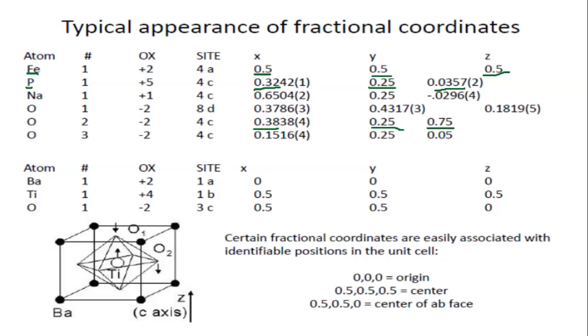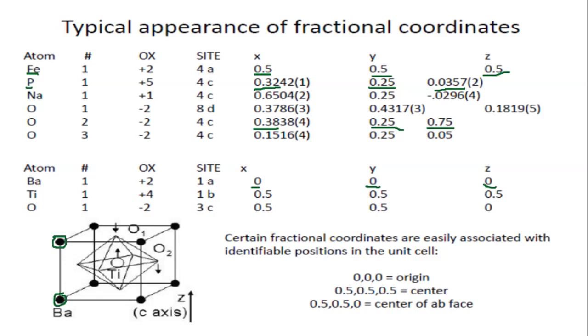Now, if we look at the second set of examples, here we have barium, titanium, and oxygen, and you see that barium is at 0, 0, 0. That tells you that this barium atom is located on the origin. So here, the origin contains a barium atom. Now, if we translate one unit up, we would generate another barium atom. So you see that all the barium atoms are located at the corners of the unit cell.